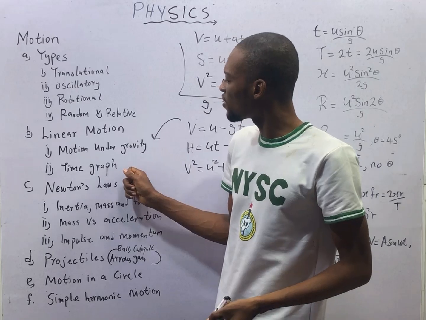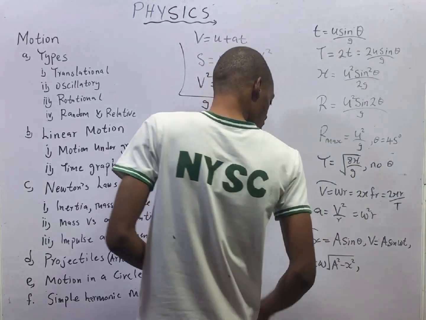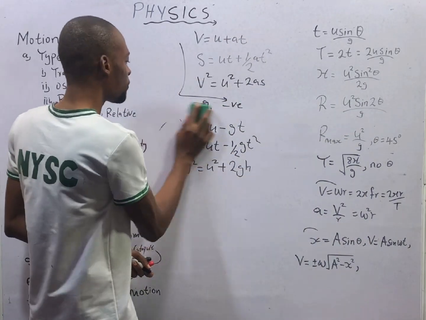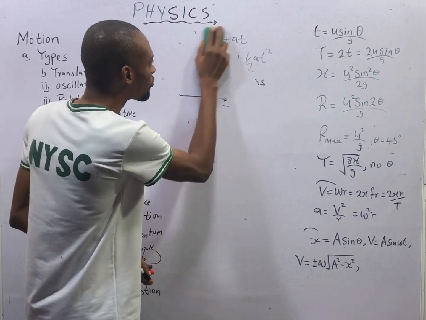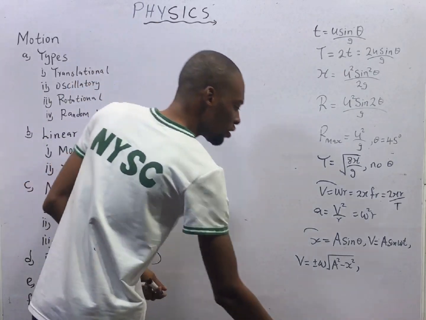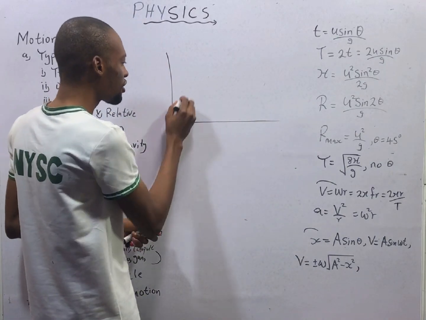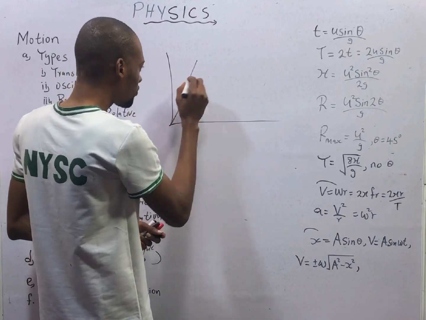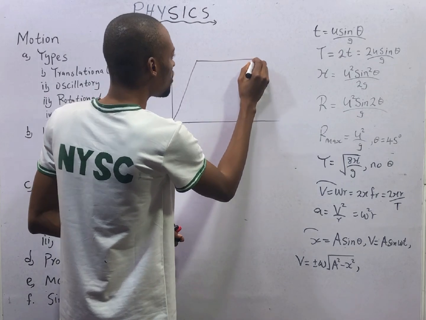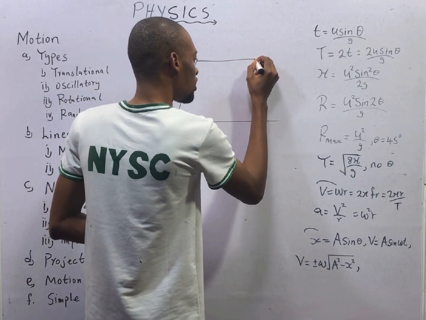Now, looking at velocity and displacement or acceleration. You see a body like this accelerates uniformly, covers a distance or velocity, then decelerates.